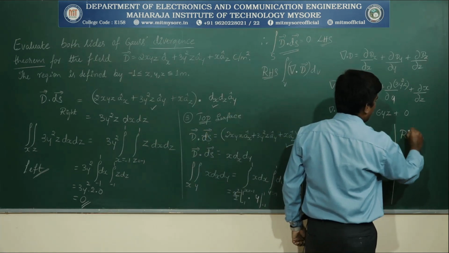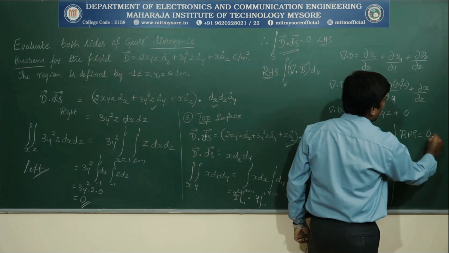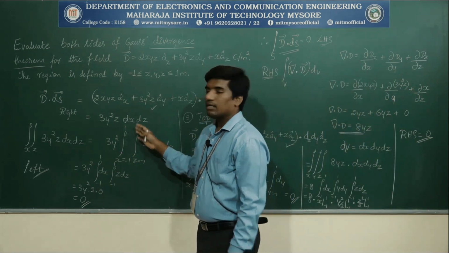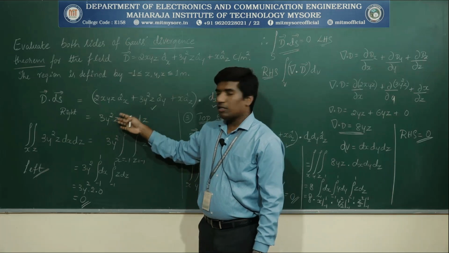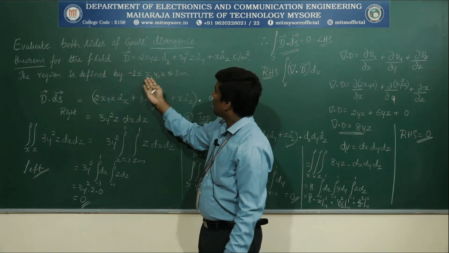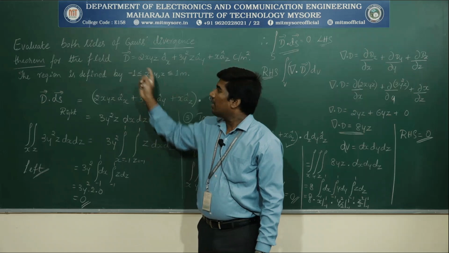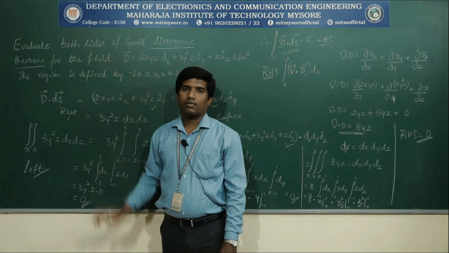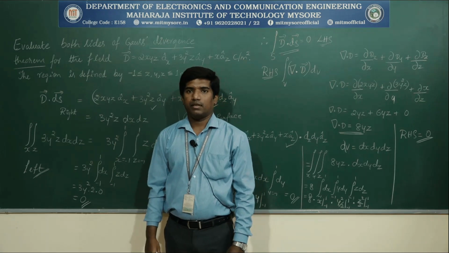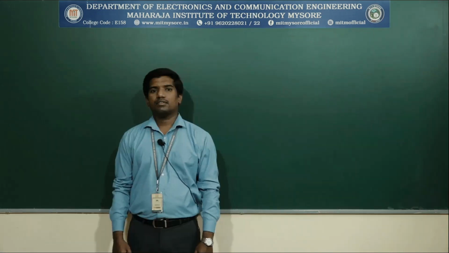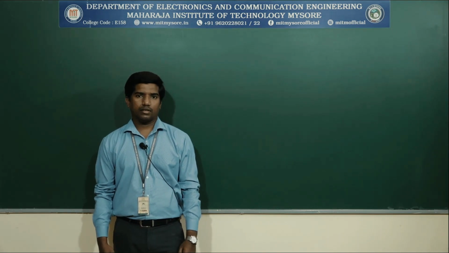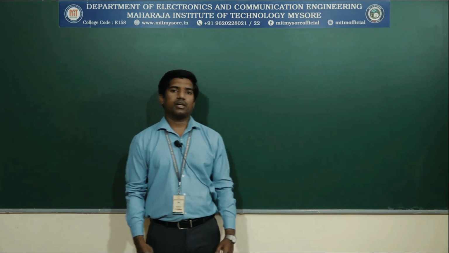Therefore the RHS part is also equal to 0. Therefore the total flux provided by that cube within this given region is 0. Hence we evaluated the Gauss theorem for the given problem statement. Understood? Thank you. Let us discuss potential difference and work done on a unit positive charge.